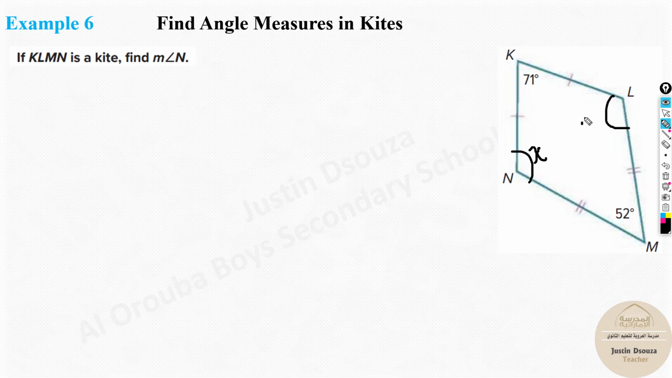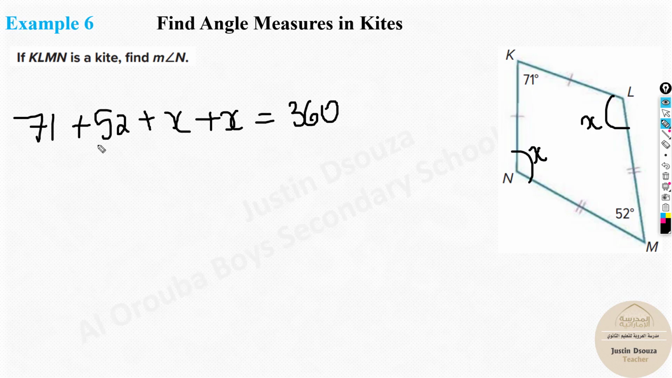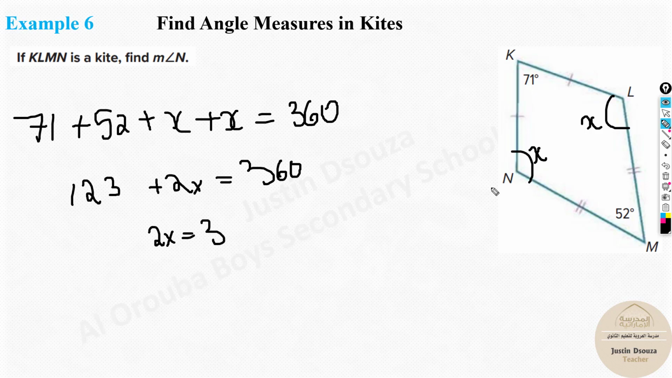Now here they have told us to find the measure of the unknown value n, but I know if this is x, L also is x. So let's add up all the angles: 71 plus 52 plus x. This must be equal to 360 degrees. Now let's solve 71 plus 52. It is 123, plus 2x equals 360. Now take this 123 to the other side.